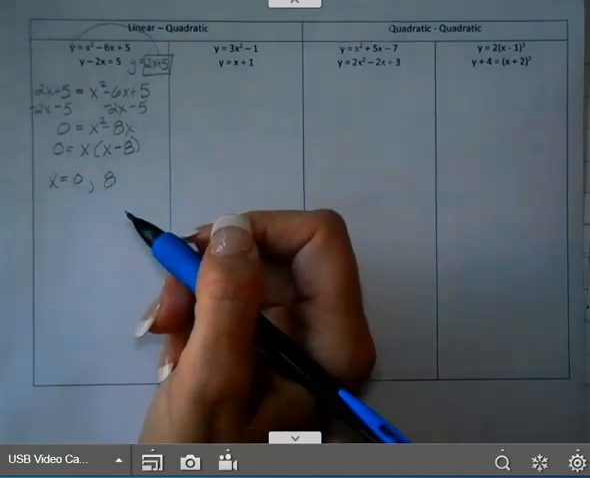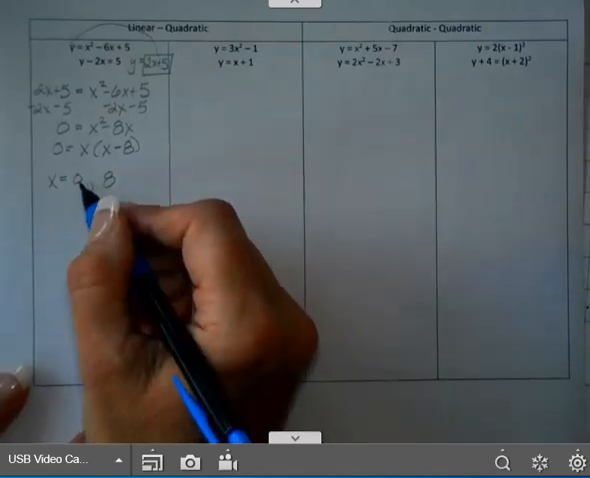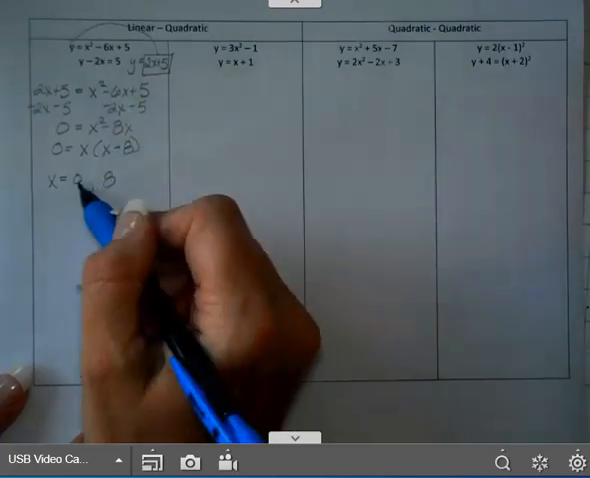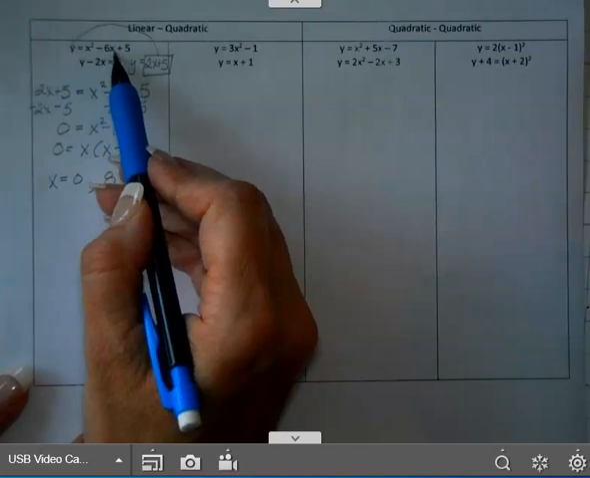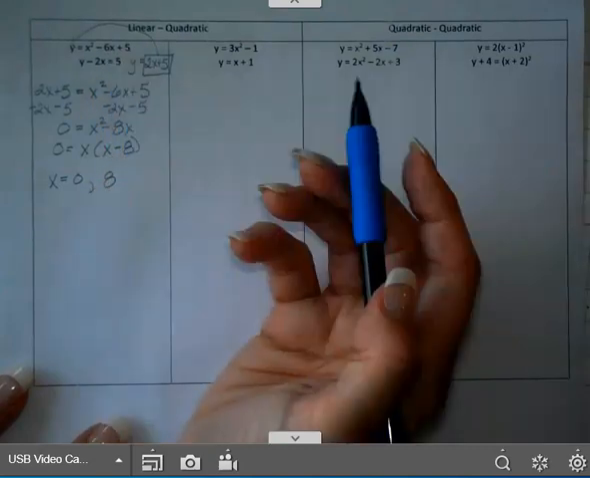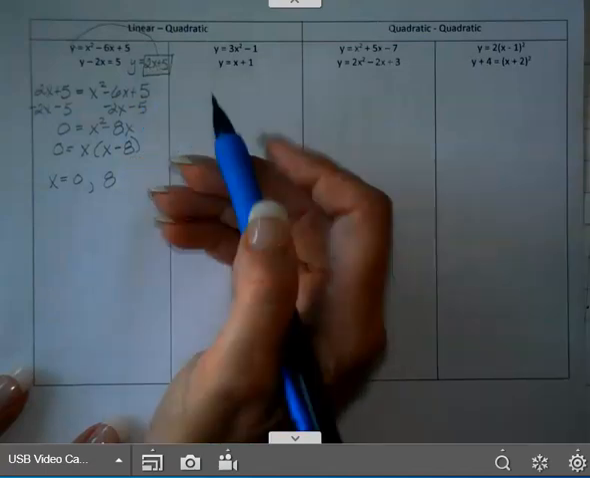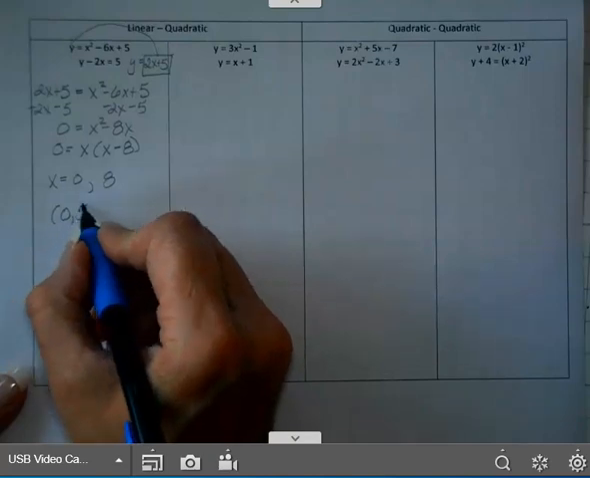But these are going to intersect at points. And so I need to plug in 0 into one of the equations. It doesn't matter which one. If I plug in 0 in the top, 0 squared is 0, minus 6 times 0 is 0, plus 5 gives you 5. And if I were to plug in 0 in this one, 2 times 0 is 0, plus 5 is still 5. So one of my solutions is 0, 5.